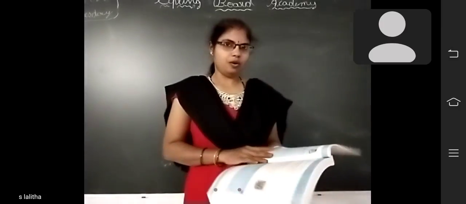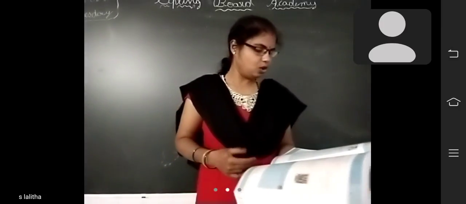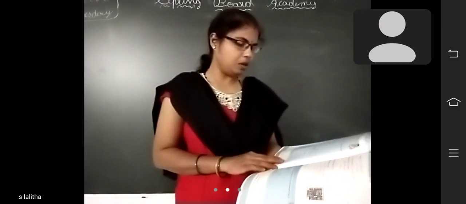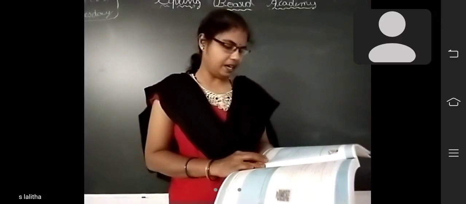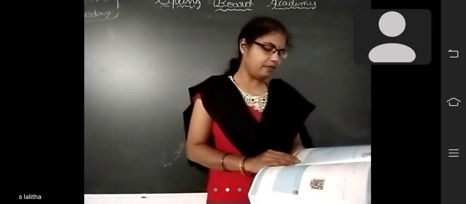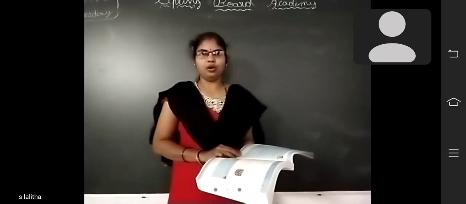In the previous class, we completed exercise 2.1, questions 1, 2, 3, 4. Fifth question, true or false only, you can write for homework. Sixth question also, give one example each of a monomial and a trinomial of degree 10. That means you have to write one monomial and one trinomial.